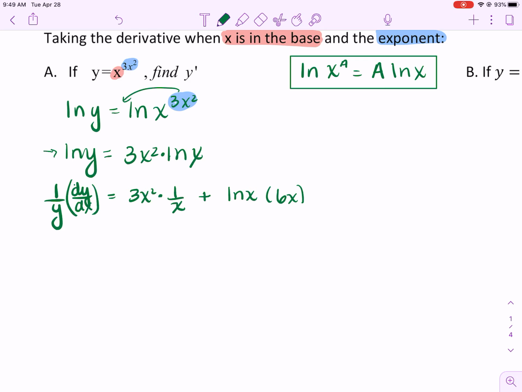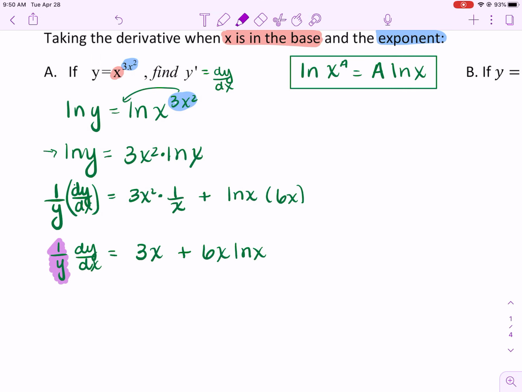Okay, so we can clean this up and we can say, all right, we have 1 over y times dy dx, and that is equal to, this will simplify to 3x plus, and I'm just going to write the 6x in front, ln of x. The only thing is that we're solving for y prime, aka our dy dx, so we've got to get that expression alone.